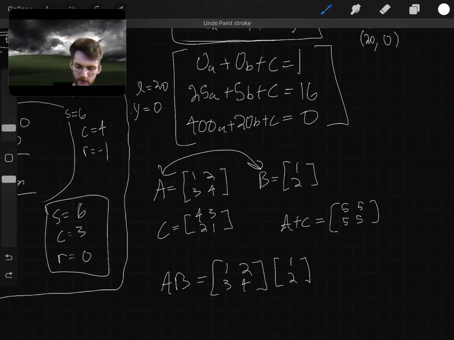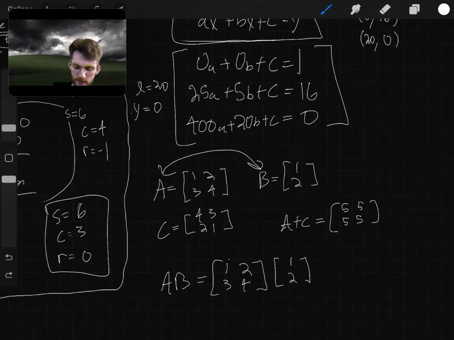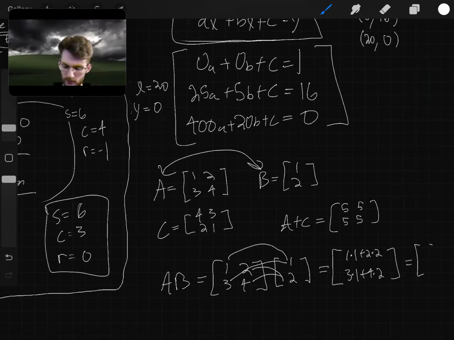And the way it does is you multiply the first term along each direction and then add it to the product of the second. So this is equal to 1 times 1 plus 2 times 2. And then do the same for the next part. 3 times 1 plus 4 times 2. That gives you a solution equal to 5 and 11.